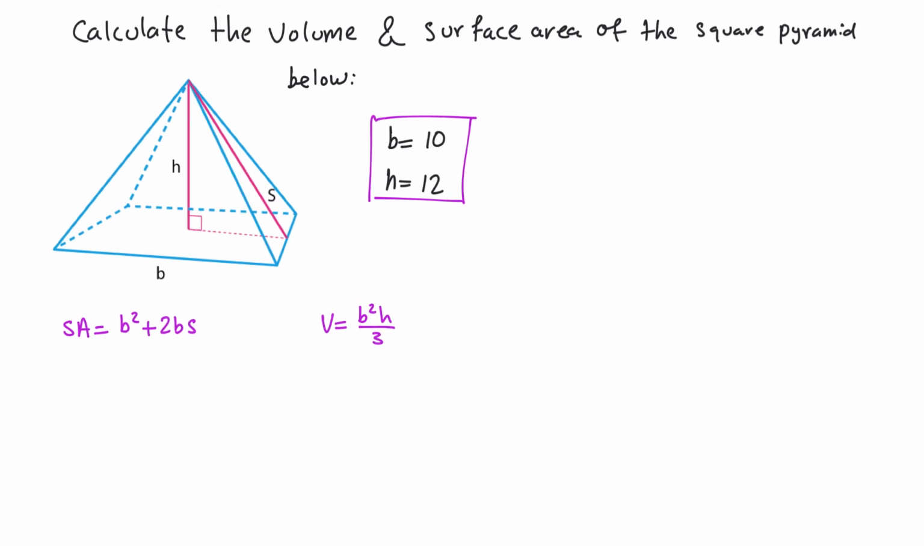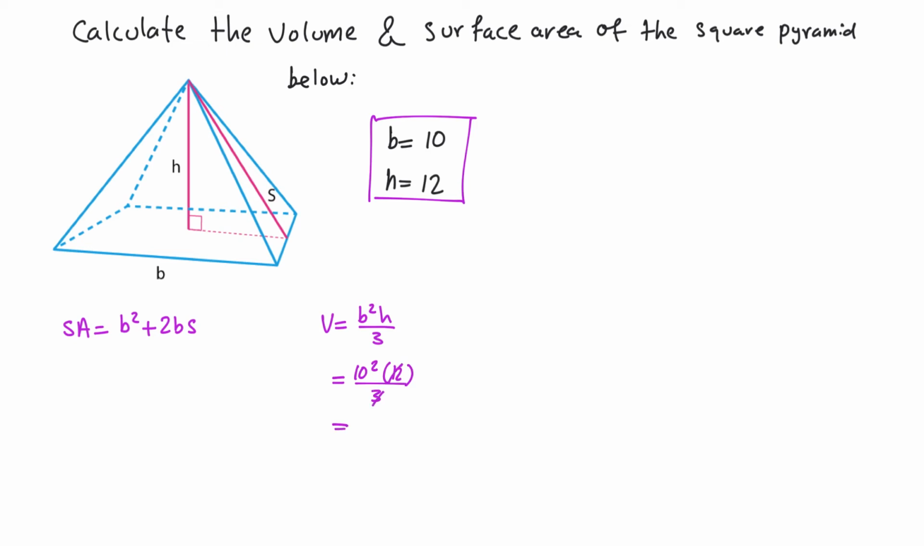For the surface area, we need the base value, which we do have as 10, and we need a slant height value, which we don't have, so we have to find that. For volume, we need the base value, which we have, and the height value, which we also have. So this is nice. We can plug in those values. So volume is equal to 10 squared times 12 divided by 3.